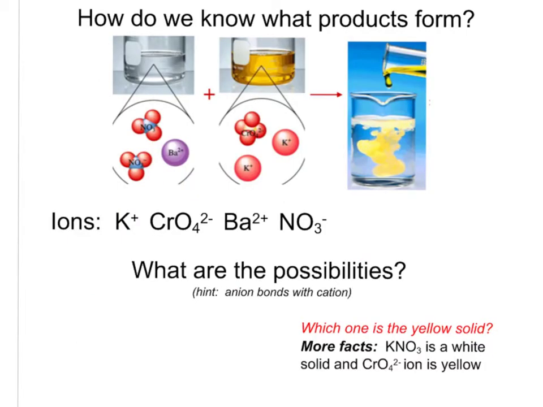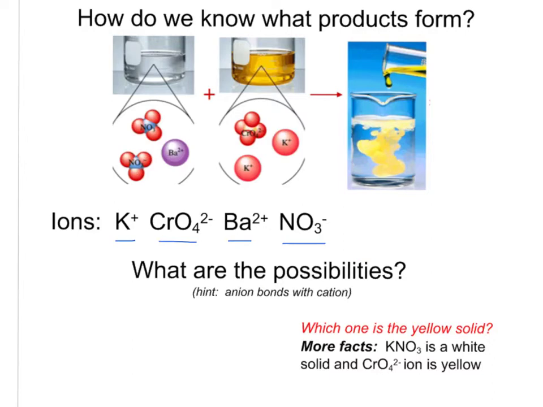So now let's ask the question, how do we know what products are forming? We're mixing this barium nitrate and the potassium chromate, and we're getting this nice yellow precipitate. How do we know what the yellow precipitate is? How do we figure that out? Well, one way we can do that is looking at the different possibilities. We know that the ions present in these two solutions are right here. I listed them. So what are the different possible combinations that could happen?